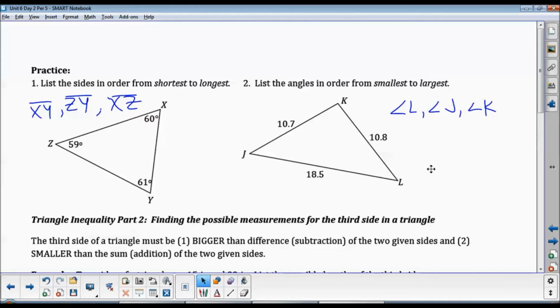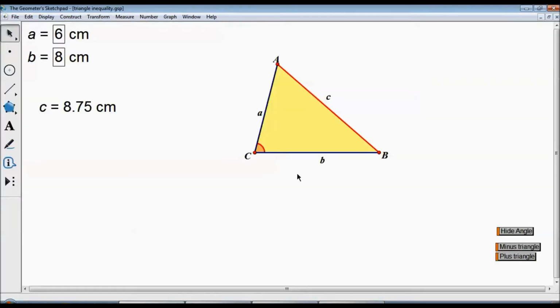All right. Finally, the other thing we're going to talk about today is what the third side can be in a triangle if you know how big two sides are. So I'm going to go ahead and switch over to this window for a second. And here we have a triangle, and we know that the distance between A and C is going to be 6 centimeters. And the distance between C and B on this triangle is 8 centimeters. So these are fixed, and they're not going to change.